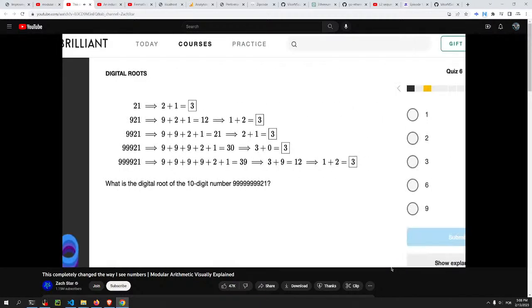Another property, if we go to Brilliant Sight, is that digital roots do not change when you add or remove 9s from a number. So like we saw, 921 has a digital root of 3, yet so does 9921, and 99,921, and so on. Adding 9s doesn't change anything. Which means this huge number's digital root is 3, and thus it is 3 away from being divisible by 9. And this just comes down to the fact that if we remove all the 9s, leaving us with 21, that's also 3 away from being divisible by 9.